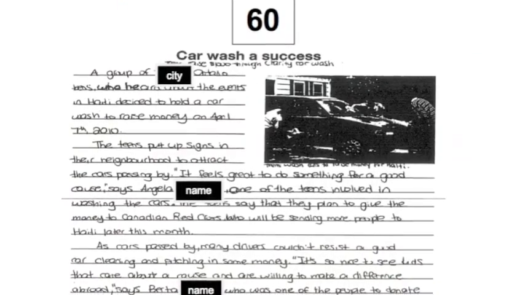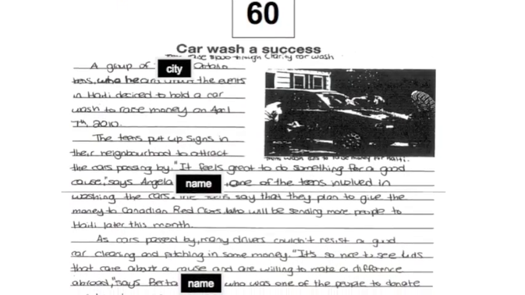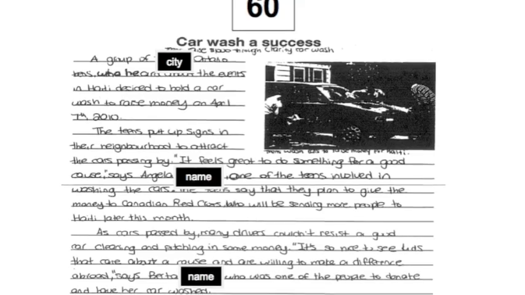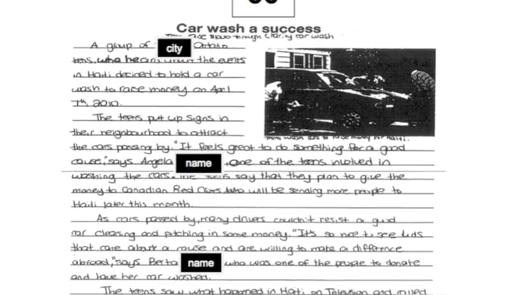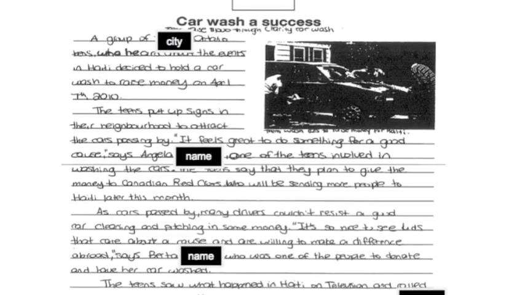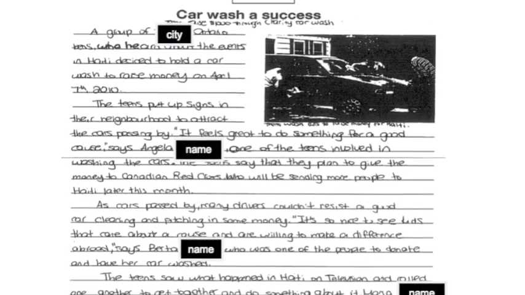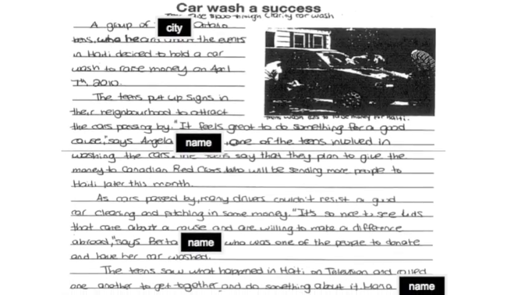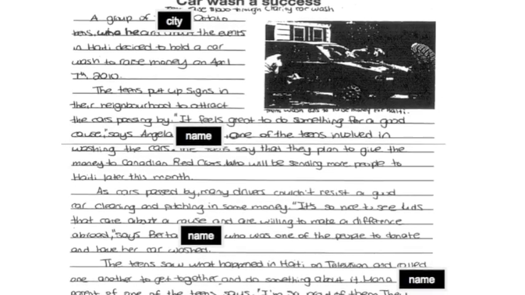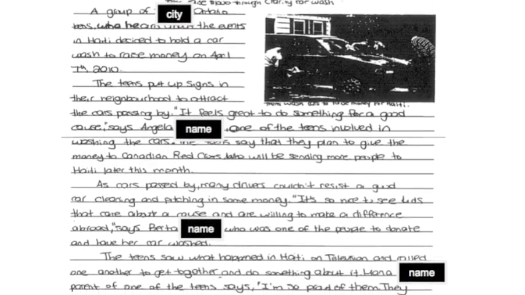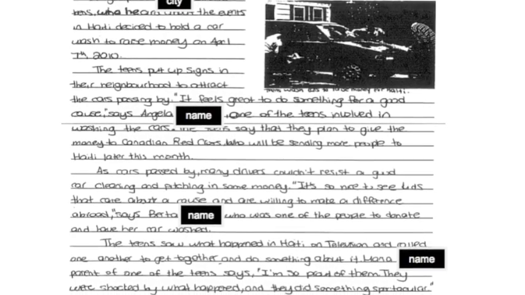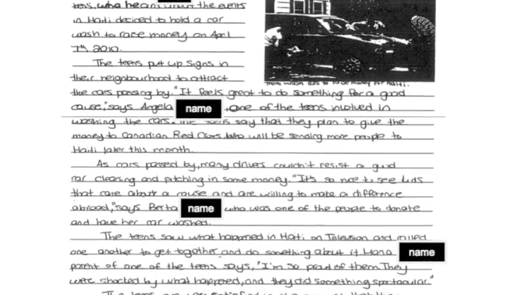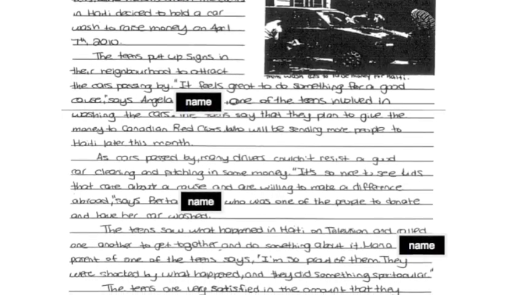The final example, and the most successful one, which received a score of 60 out of a possible 60, even just looking at it, you can tell that this is someone who seems to have a better understanding of how a news story is supposed to be written. You can see that there are 5 distinctly developed paragraphs. You can see that in the first sentence, it says, "A group of Ontario teens who heard about the events in Haiti decided to hold a car wash to raise money on April 7, 2010."